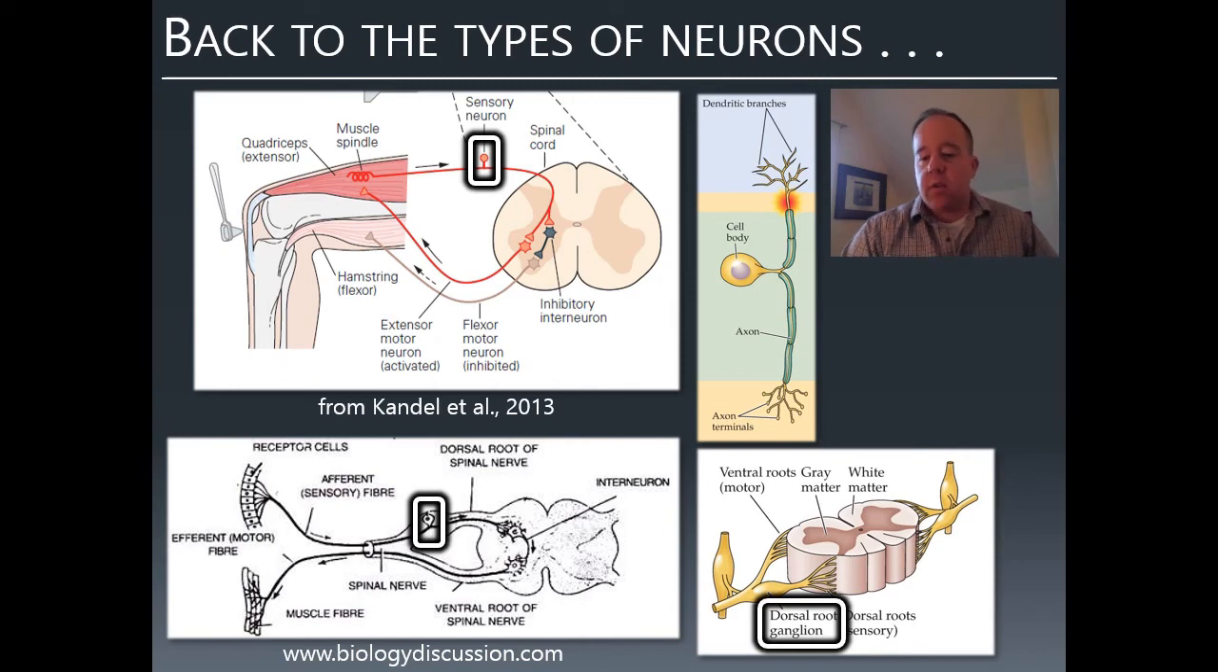So that's, if we break this term down, a ganglion is a collection of cell bodies. Dorsal means toward the back, and the roots are the nerves that exit the spinal cord. So it is the dorsal roots, the sensory neurons, and it is the collection of their cell bodies.